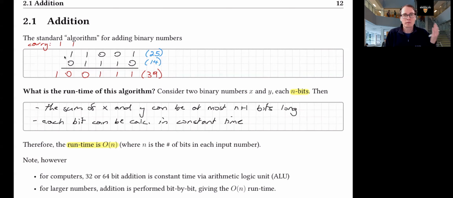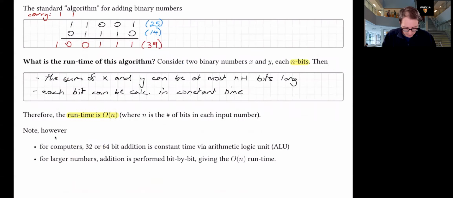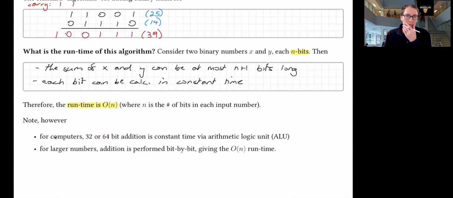So in general, addition scales linearly with the number of bits in the input numbers. In a computer, you typically have an ALU, which performs certain additions in hardware, like either 32 or 64-bit additions. Often this speeds things up a bit, but this is still just some constant. And if you start to add very large numbers, the runtime is going to be big O of n.